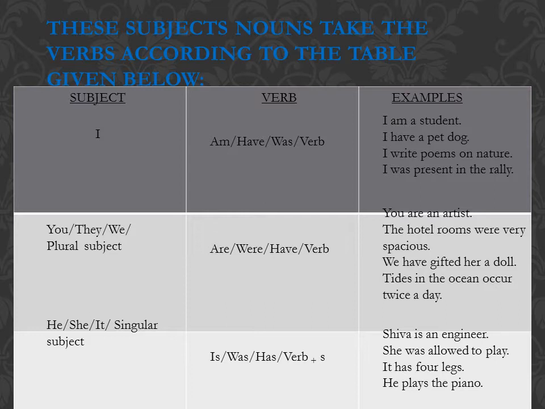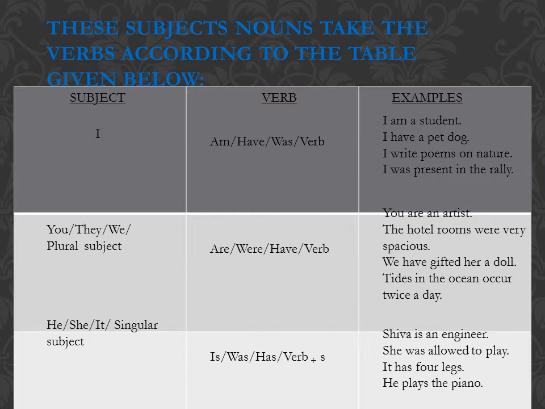If the subject is you, they, we or a plural subject, then we can use the verbs are, were, have, or a base-form verb. For example, you are an artist. The hotel rooms were very spacious. We have gifted her a doll. Tides in the ocean occur twice a day.